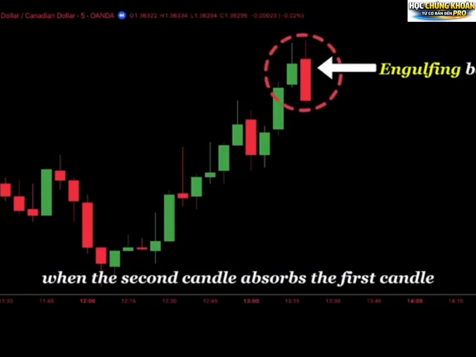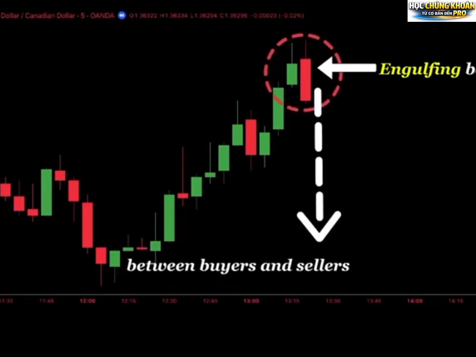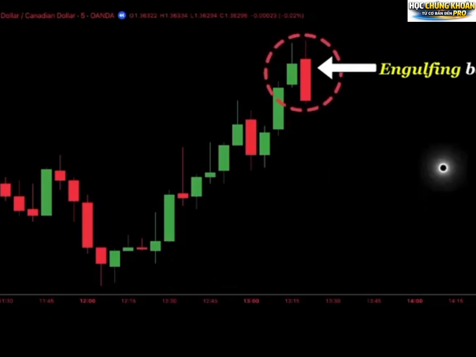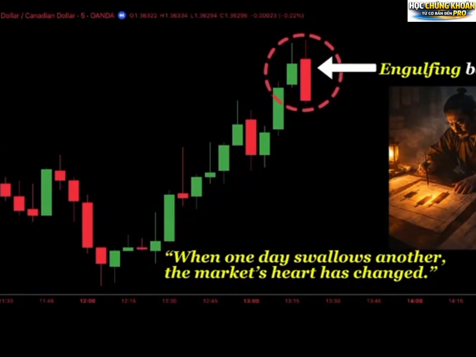When the second candle absorbs the first candle like this, it often signals a shift in power between buyers and sellers. Japanese rice trader Munehisa Homma, who developed candlestick analysis, described this situation in a very powerful way: "When one day swallows another, the market's heart has changed." In other words, the side that was losing the battle has suddenly taken full control of the market.